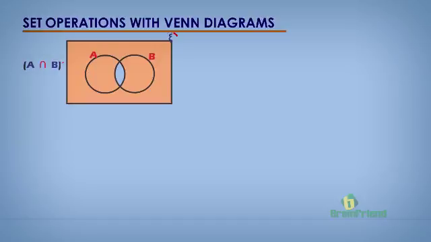Once again, we have a Venn diagram with our universal set being the rectangle that encloses every other given set in consideration. We have two sets in consideration, set A and set B. Our operation here says the complement of A intersection B. A intersection B would be this portion here, that is the intersection between our set A and B, which is also the region where the circles cross each other.